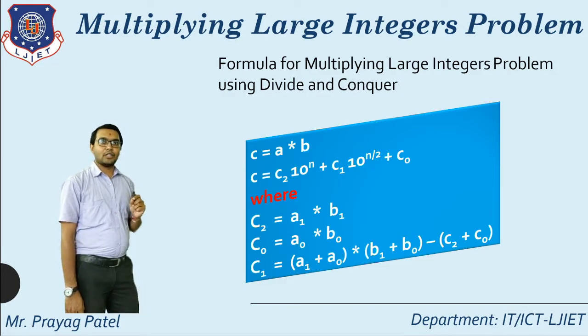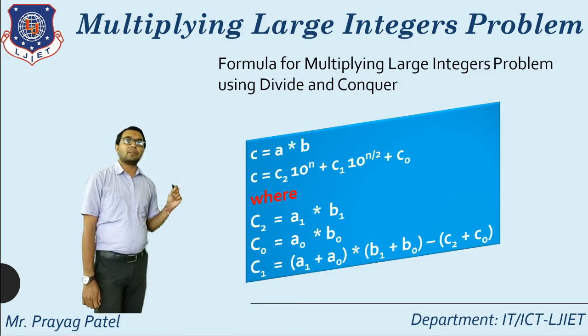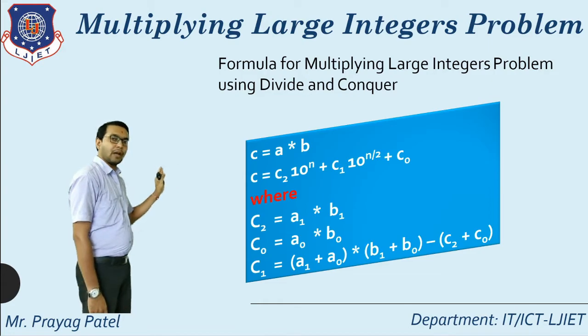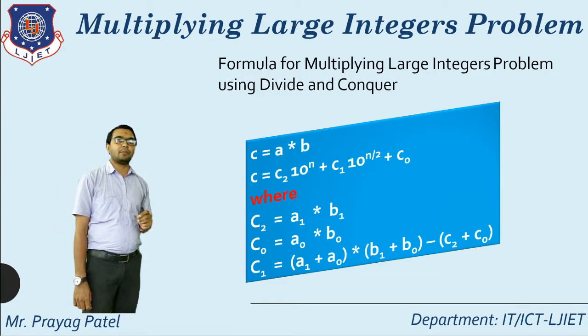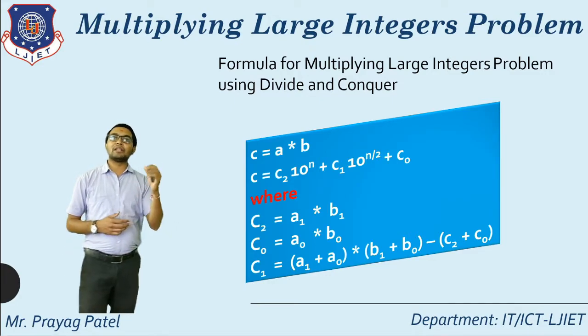What is C2? C2 equals A1 multiply with B1. What is C0? C0 means A0 multiply B0. And what is C1? C1 equals (A1 plus A0) multiply (B1 plus B0), minus (C2 plus C0). For multiplying large integers using the divide and conquer method, remember this formula.